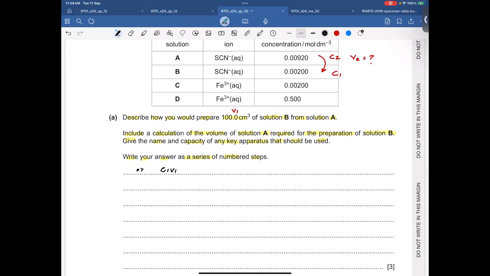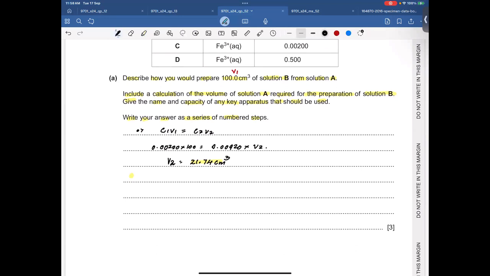For dilution, I'm going to use C1V1 equals C2V2. C1 is 0.00200, volume is 100 cm cube. The concentration for C2 is 0.00920 and the volume needs to be determined. So the volume is going to be 21.74 cm cube. And I know that this volume can only be measured with a burette.